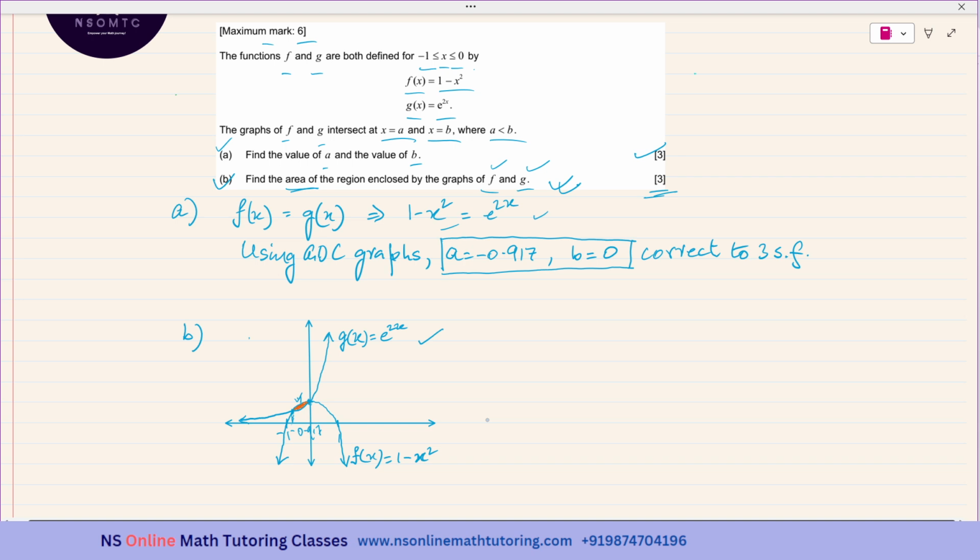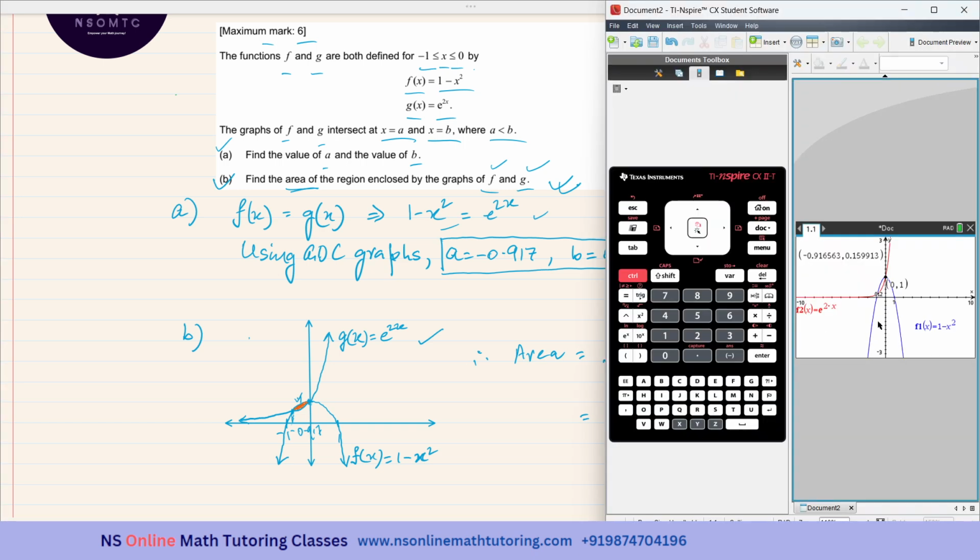And how do we decide? We have to show that, because it is containing 3 marks. It is better to show why we are writing f of x minus g of x as the expression. Okay, so therefore area is equal to the integral from a to b of f of x minus g of x, and this is getting integrated with respect to x.